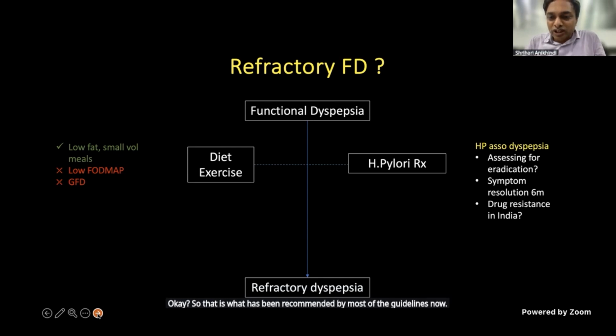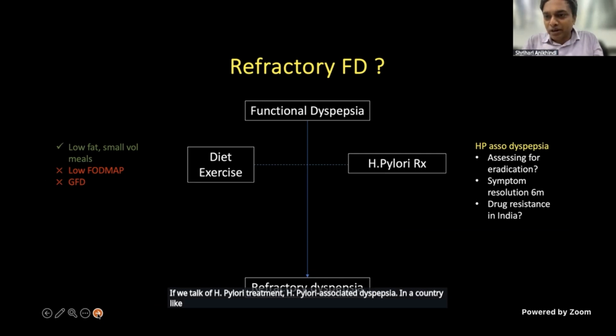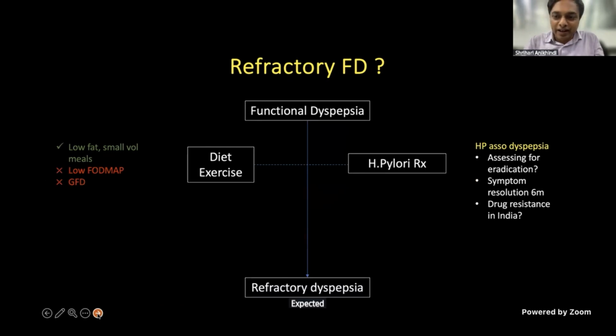If we talk of H. pylori treatment, H. pylori associated dyspepsia, in a country like ours where H. pylori is so common, where around 60 to 70% of the population is expected to be infected by H. pylori, there are certain problems. Do we all assess for eradication? How do we assess for eradication? When do we assess for eradication?